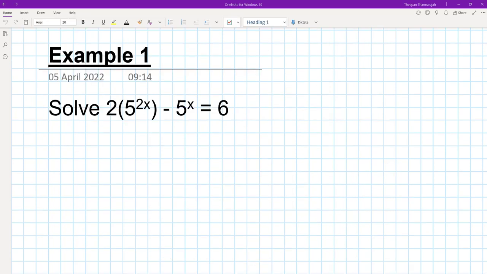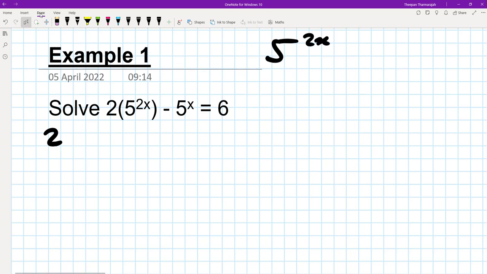So the next type of log equations is something in this form. So what we ought to do is say we need all of it looking the same. So it's 5 to the power of x, but it is 5 to the power of 2x. So I'm going to manipulate the indices by saying that 5 to the power of 2x is exactly the same as 5 to the power of x all squared. You should know that from the laws of indices.